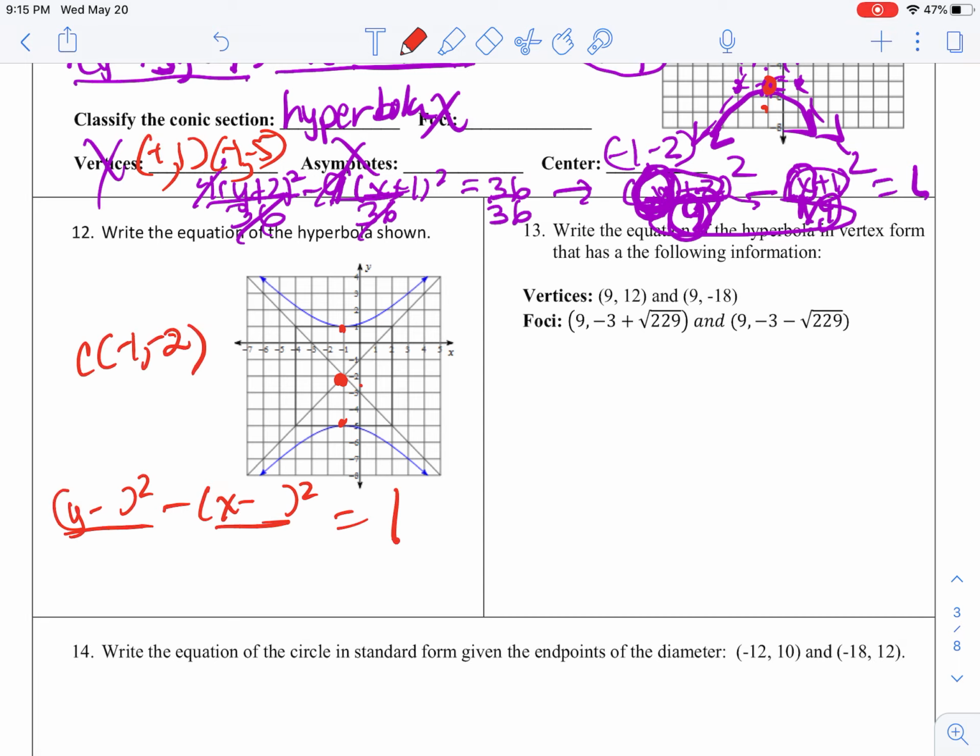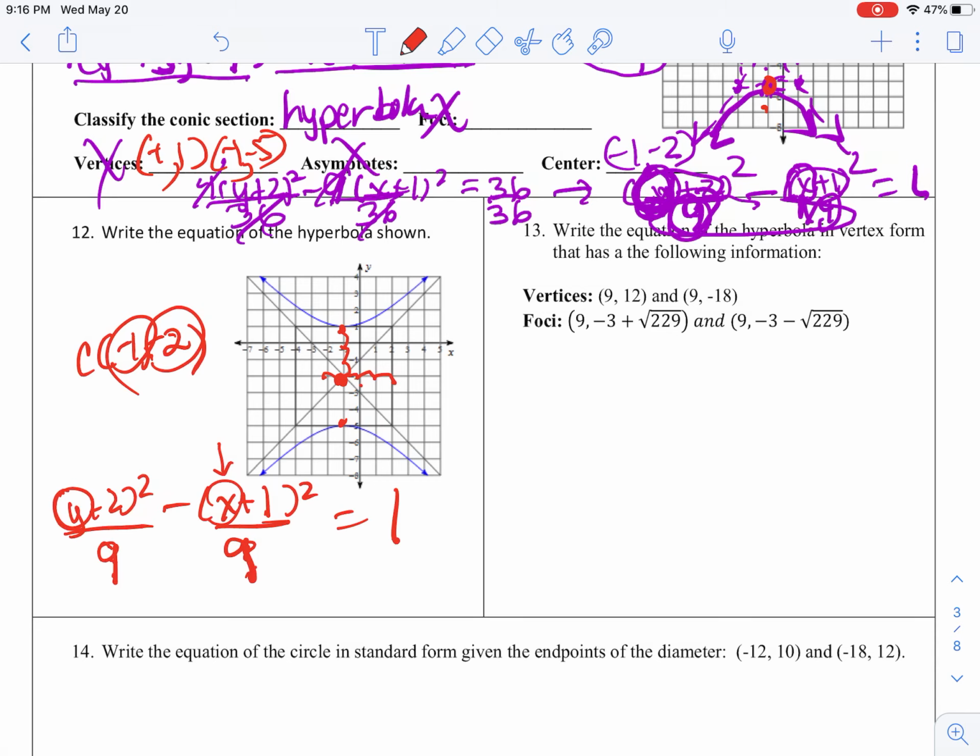Make sure you put the correct variable with the right thing. This is y minus -2, and this is x minus -1. Now I don't know what numbers to put, but I counted up 1, 2, 3, so this should be a 9 because I went up and down 1, 2, 3. How far did I go across? We can tell from this box I went across 1, 2, 3. So they both happen to have a 9 on the bottom.